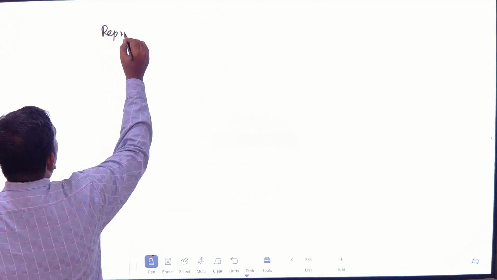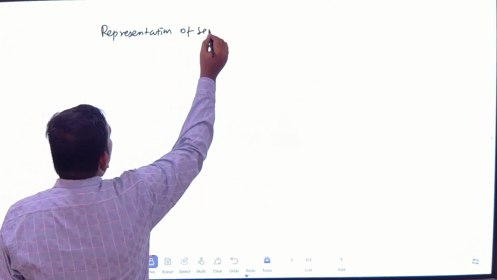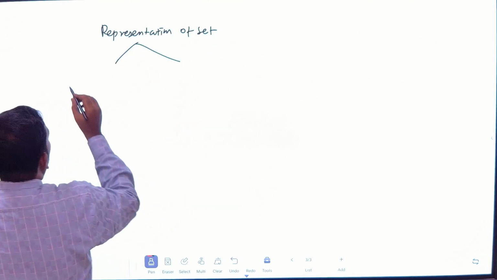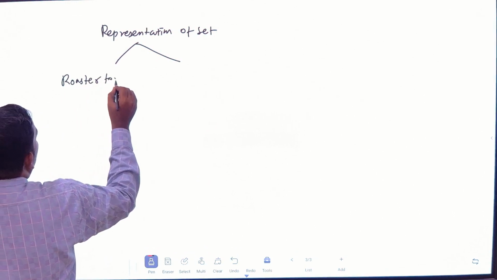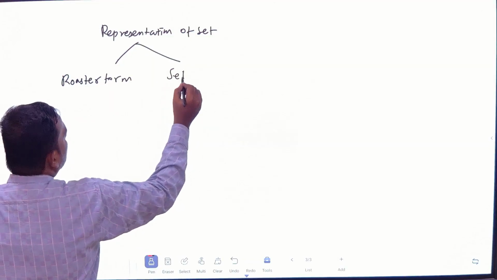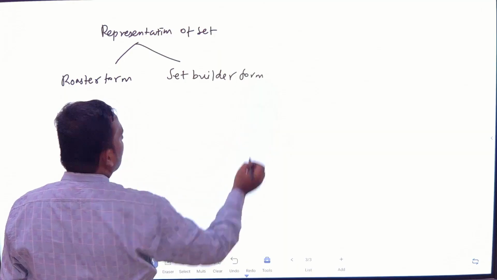So let's take another page. The representation of the set. There are two things: one is the roster form, and the second thing is the set builder form. Clear? Okay.